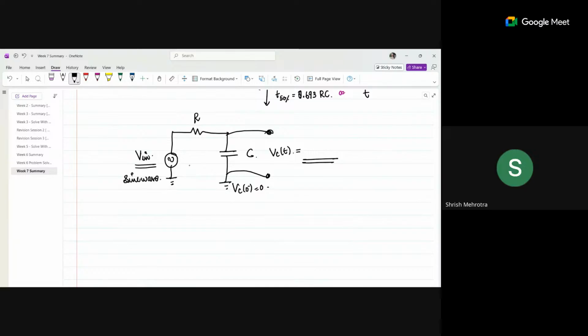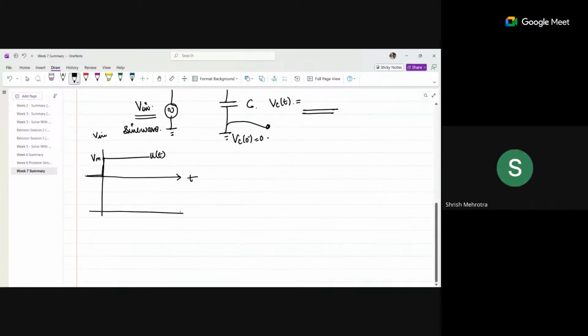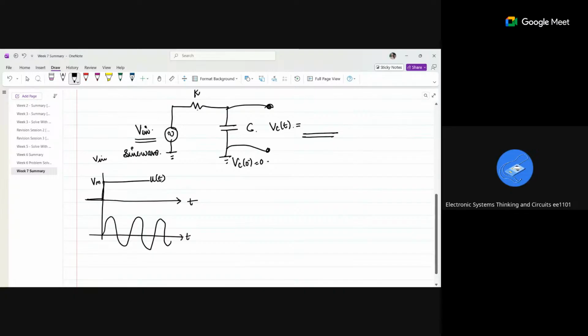What will be the difference between a sine wave and a step input? These are just different waveforms. Step input means it will be 0 till time 0. Then once time 0 is reached, it will reach its magnitude Vm. If it is a unit step response, it will reach 1. If it is just a step response, it will reach its Vm. Whereas a sine wave will be in the form of sine. So basically we are going to give different inputs, and we are going to study how this circuit responds to those inputs and how my Vc of t is.